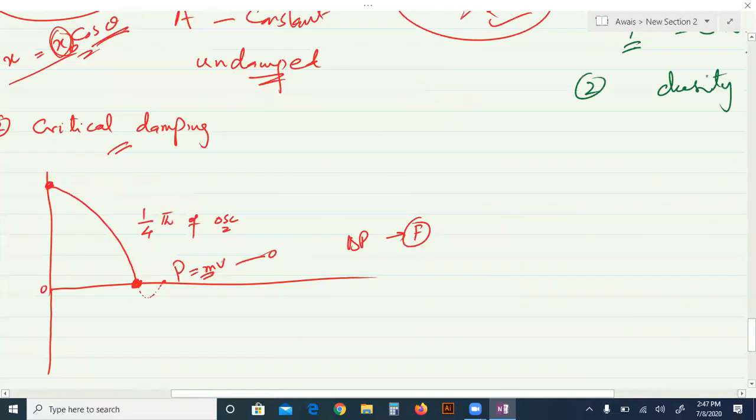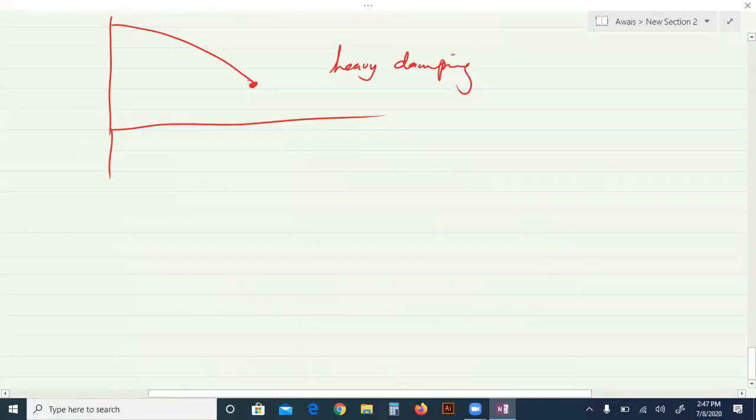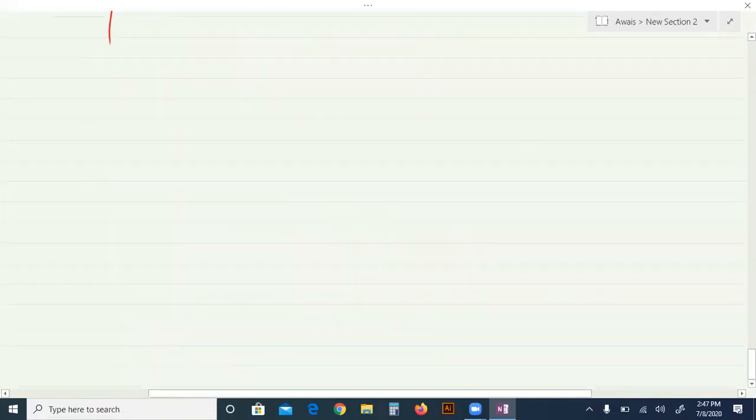Now, there is a third method, and that is called electromagnetic damping.